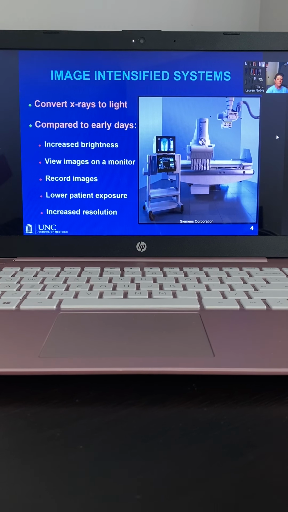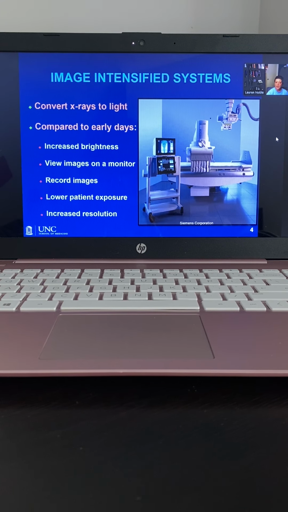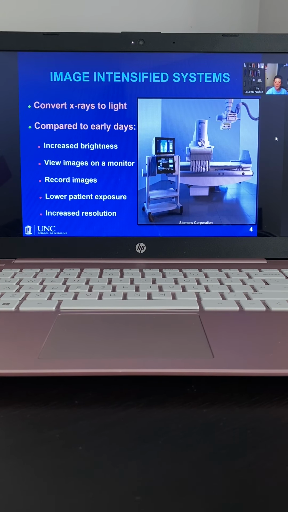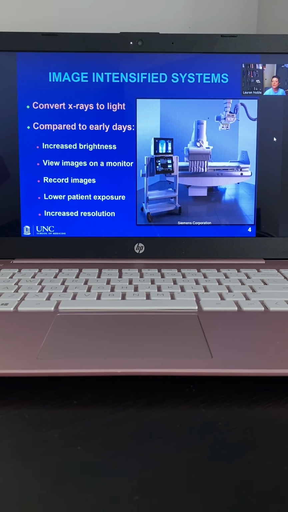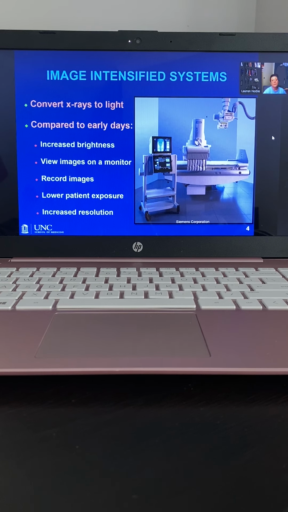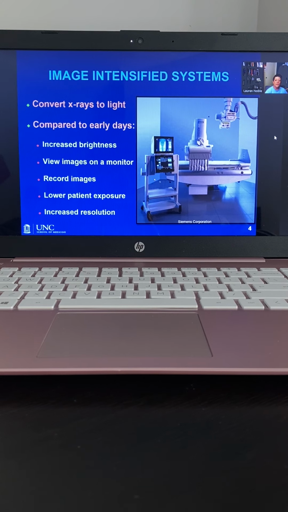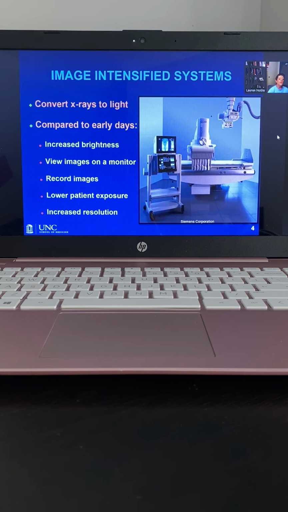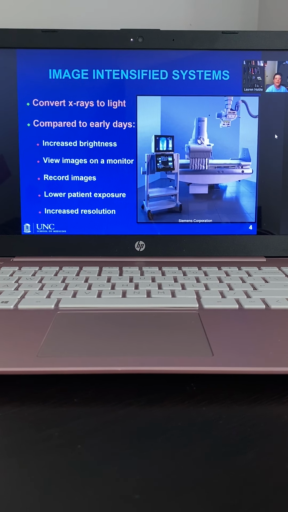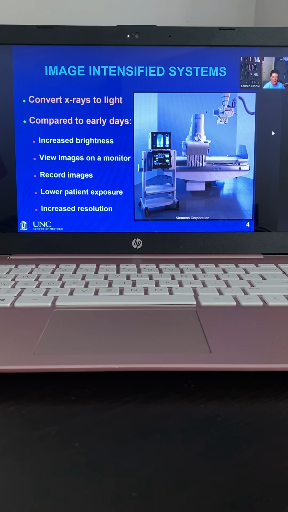The other thing that we have the ability to do is to record the images. There was no way to record the images with the original fluoroscope, but now image recording is possible so that you can save those images, because that's documentation. It's part of the patient's medical record. Compared to the original system, this unit results in lower patient exposure, and it has increased spatial resolution compared to the early units. So this was a major improvement compared to what Edison had developed.